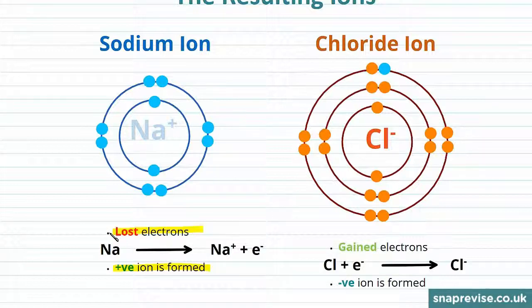Our chlorine gained an electron. This blue electron here was transferred from our sodium, and so a negative ion is being formed. That's why sodium has a positive charge and our chloride ion has a negative charge. Now we can represent the ions that are formed through ionic bonding.